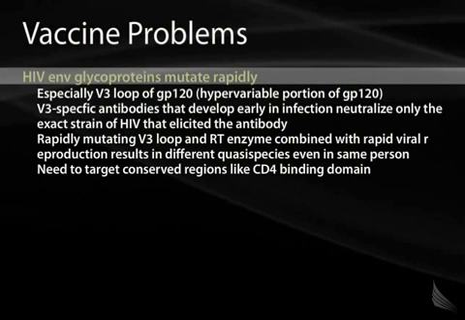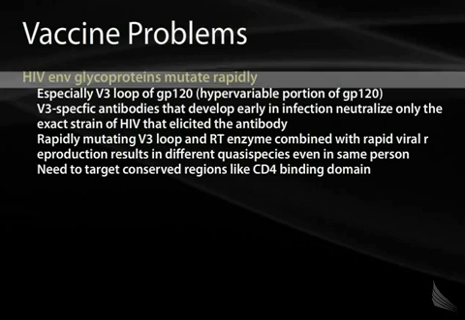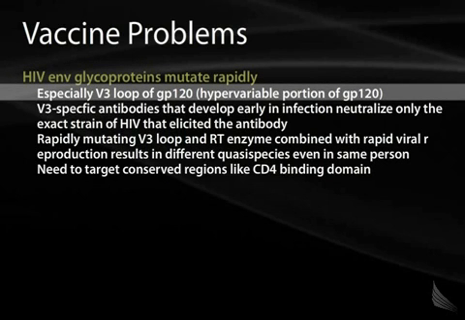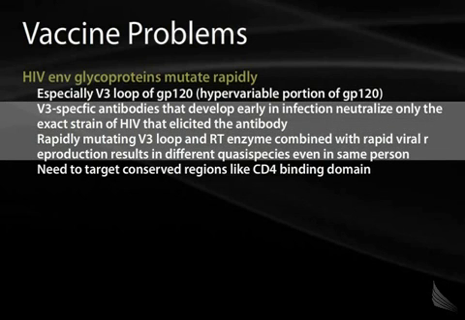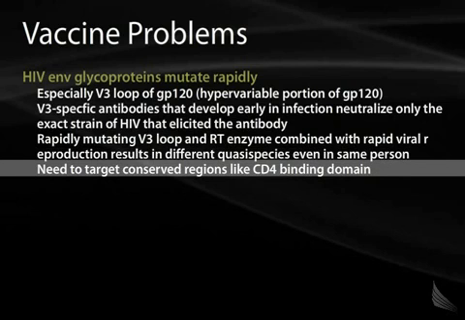Vaccine problems come because HIV envelope glycoproteins mutate rapidly, especially the V3 loop of GP120. It's called the hypervariable loop. And antibodies against this neutralize the infection initially, but then they're rapidly changing, and so you don't get the same quasi-species in the same person. We need to target conserved regions like the CD4 binding site.